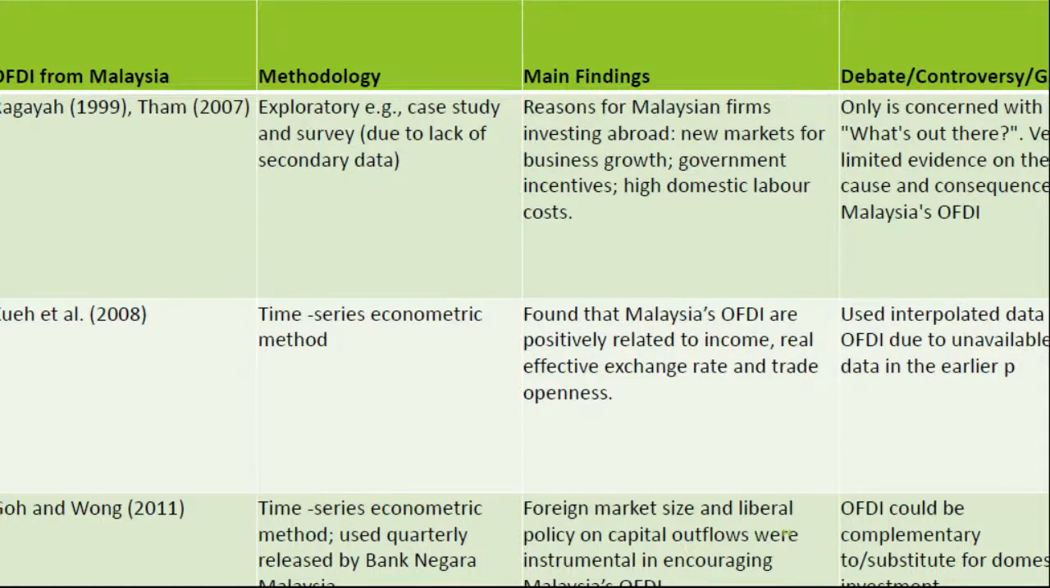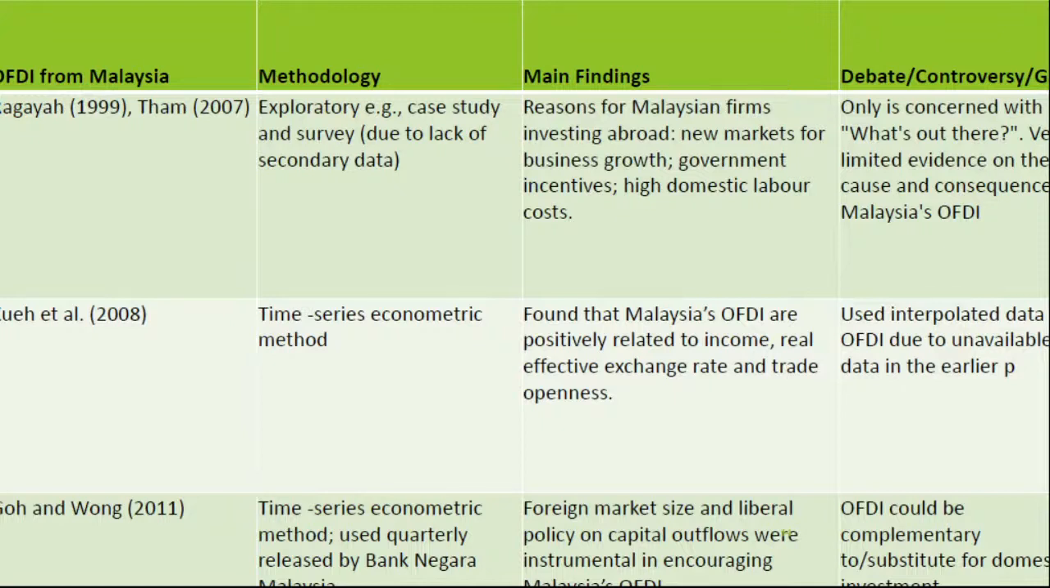So the first paper I put down is the research paper. I'm talking about OFDI from Malaysia. OFDI is outward direct investment from Malaysia. I have Ragaya and Tam, 2 papers. And then I discuss what the methodology is. Oh, they're mainly a survey. It's an exploratory, a case study and a survey. Why do they do a survey? You see, I make a note: due to lack of secondary data.